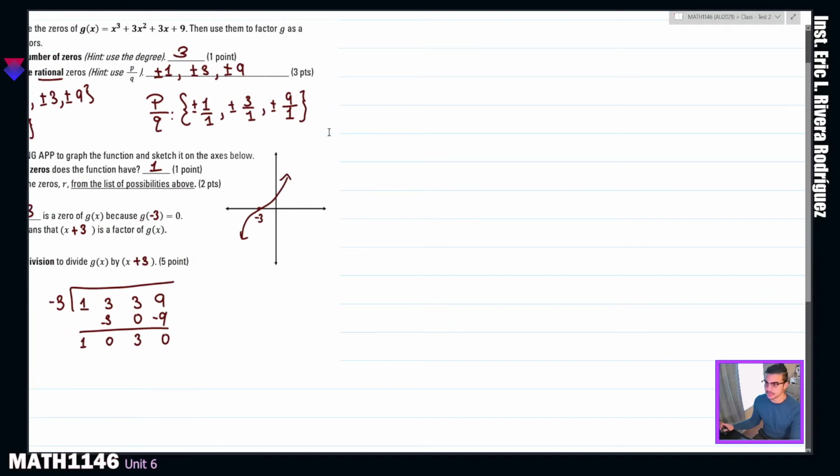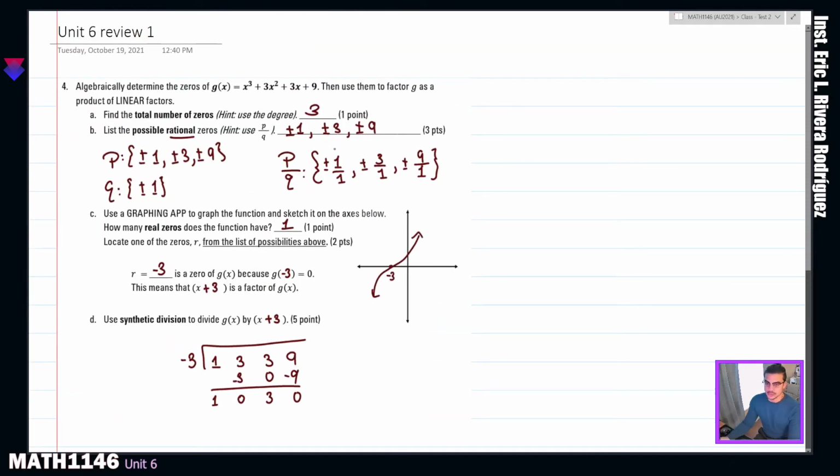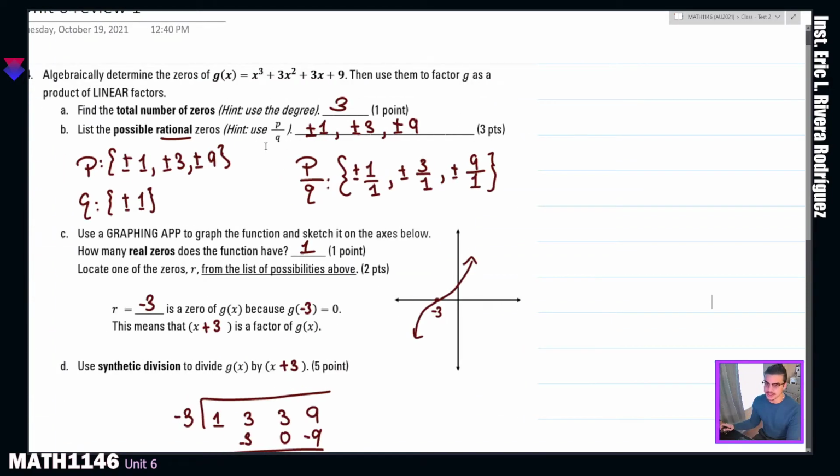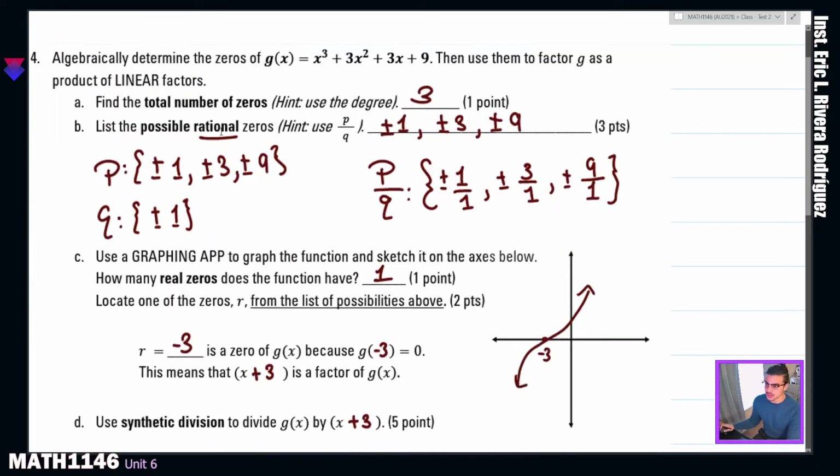So that's the quick review for unit number 5. For unit number 6, when you are listing all the possible rational zeros, do not forget the plus or minus. Remember that we are going to take into consideration the positive and the negative value of each entry on this list. And also, I want you to show me how you are getting the numbers, the elements of the list.